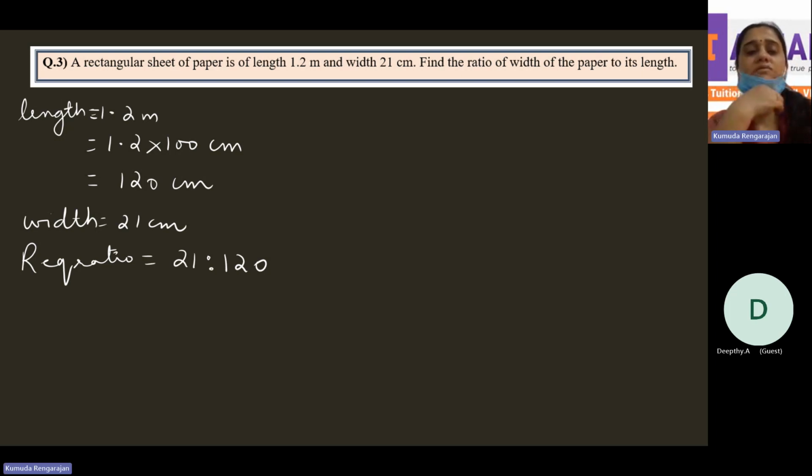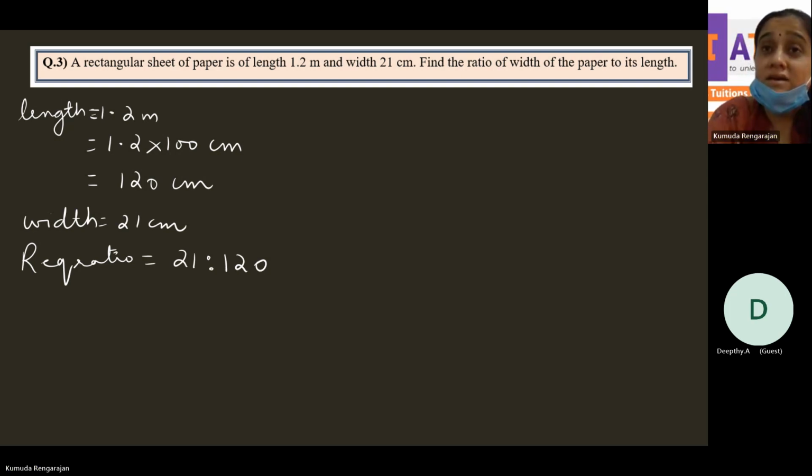What is the unit in which length is given? Yeah, it's meter. What is ratio? Comparing quantities of the same kind. So both must be in centimeter.